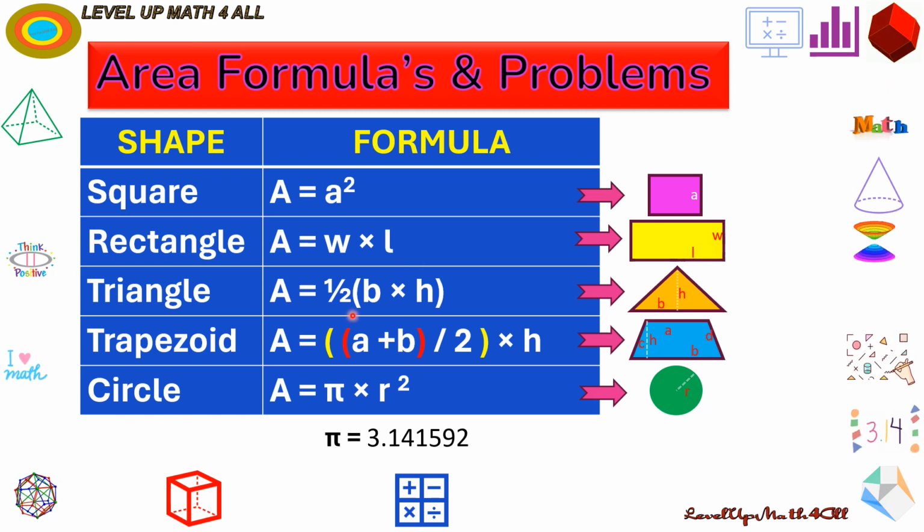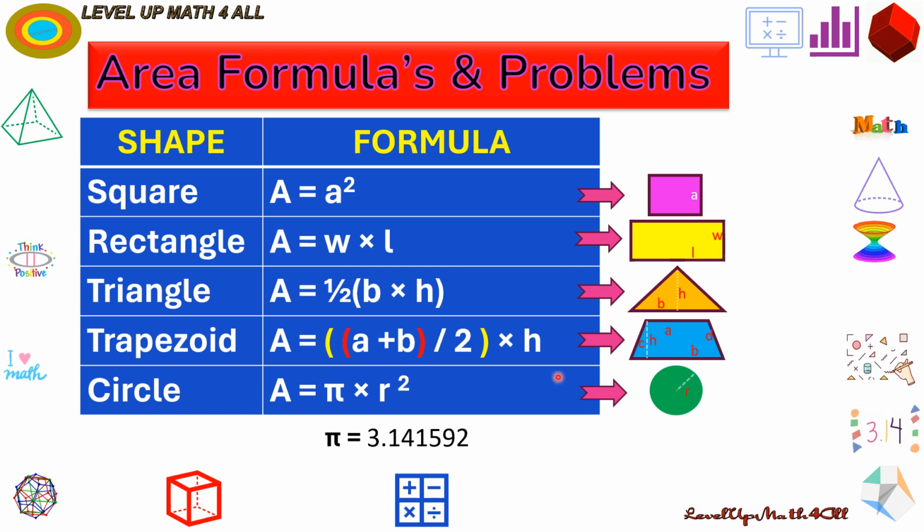For the triangle, the area is one by two, that is, half of the base times height. The height we will definitely try to find. There should be a formula to find the height, but we are not going to look into that right now. The base is the side at the bottom, and we need to multiply by the height, and divide the value by two.